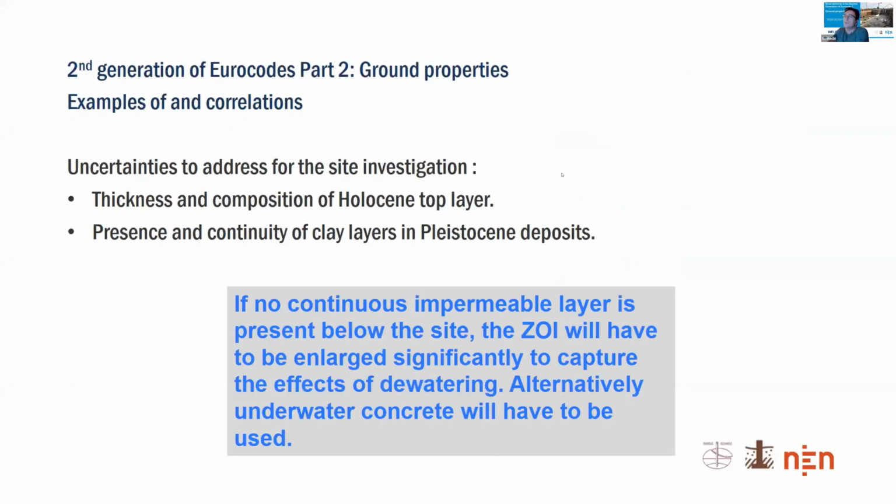So we have to address some uncertainties based on this desk study. What is the thickness and composition of this Holocene top layer? And what is the presence and continuity of clay layers in the Pleistocene deposits? Because if no continuous impermeable layer is present below the site, the zone of influence will have to be enlarged significantly to capture the effects of dewatering. Alternatively, underwater concrete will have to be used, but that means we will probably go way over budget.